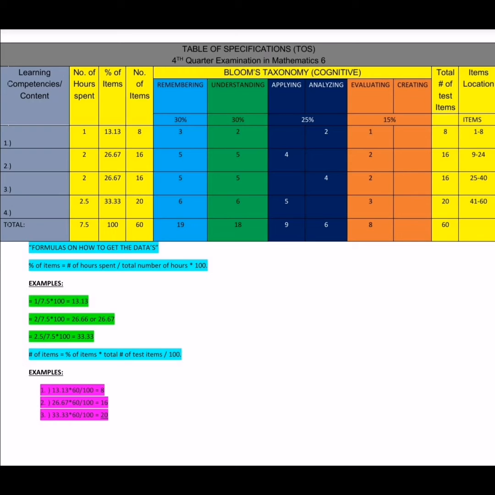So in order to get the percent of items, here is the formula. Percent of items equals number of hours spent divided by total number of hours times 100. So for example, 1 divided by 7.5 times 100 equals 13.33. So our first learning competency's percent of items is 13.33.